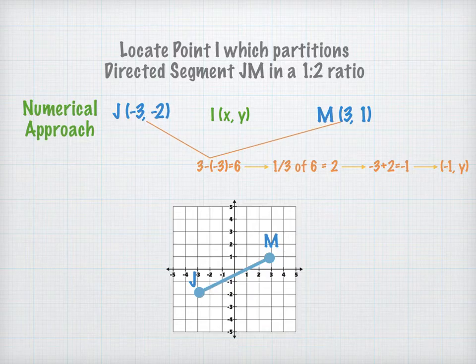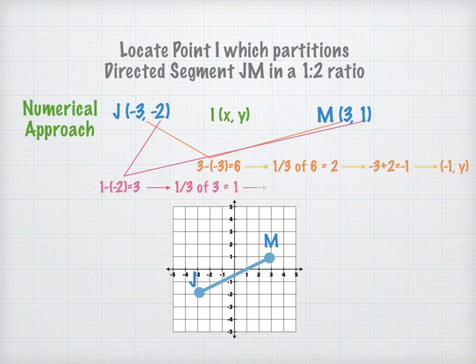Now let's do something similar for the y coordinate of point I. First of all, I want to say how far is it from 1 to -2, or from -2 to 1, right? What's the distance? So I'm going to subtract 1 minus -2, and I'm going to get 3. Now I'm going to take 1/3 of 3, and that's 1. But what you want to remember is we're starting at point J. And so the y coordinate of point J is -2. I want to add 1 to it, getting me a y coordinate of -1. So the coordinates of point I will be -1, -1.